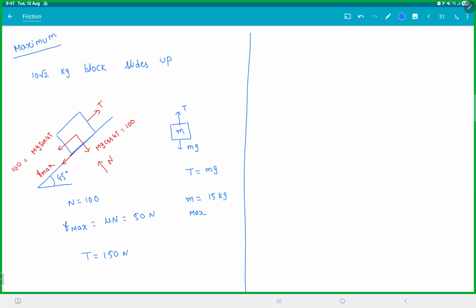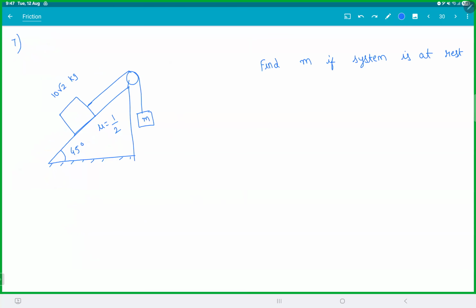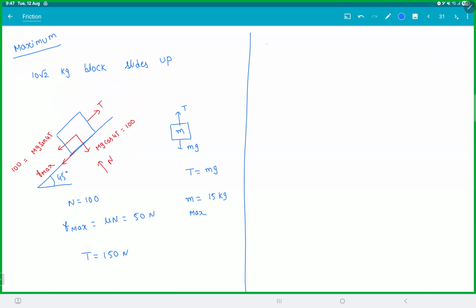What if you keep a very little mass? Very little mass. If you keep very little here, what will happen? The system will slide down, isn't it? Then the 10 root 2 kg block slides down. Now, when you draw the FBD, tension will be up. Friction this time will be upward.